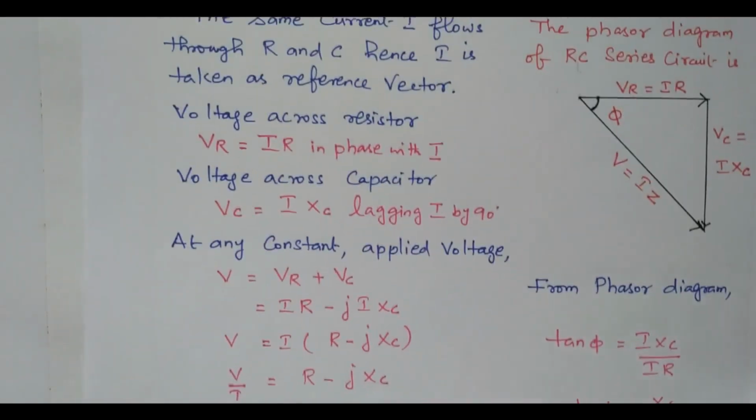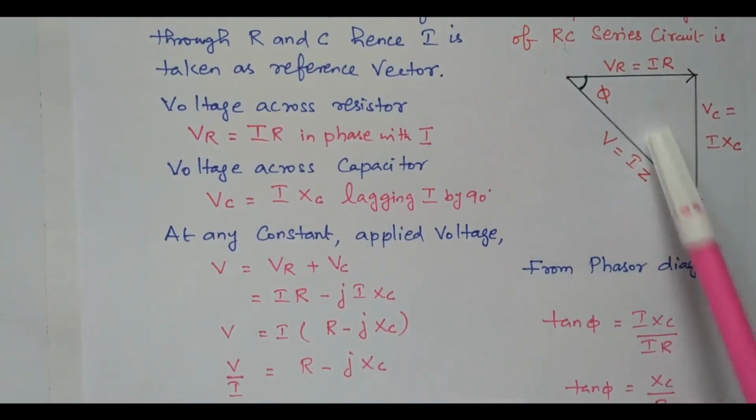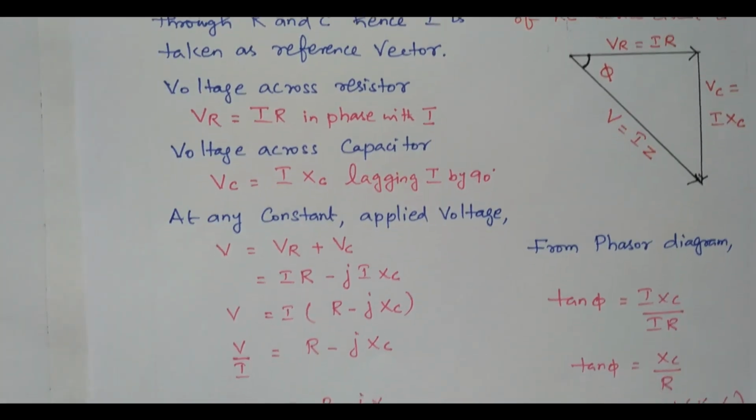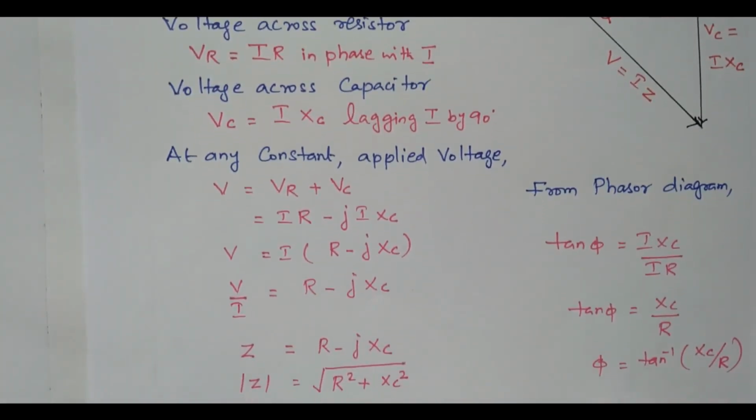So from this phasor diagram, we can find the value tan phi. Tan phi is nothing but opposite side by adjacent side, I XC divided by I R. I gets cancelled, so XC divided by R. So from that, phi equals tan inverse XC by R. So the phase angle phi is nothing but tan inverse XC by R.